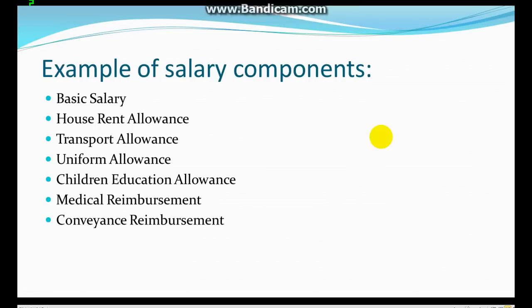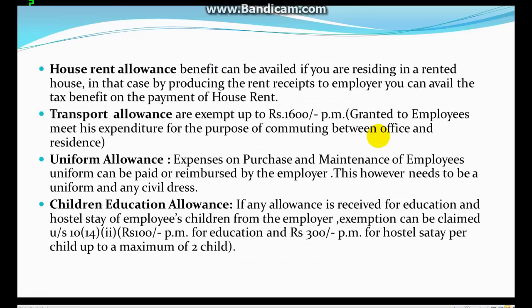So the first component which I am going to tell you is house rent allowance. The benefit can be availed if you are residing in a rented house. In that case, by producing the rent receipts to the employer, you can avail the tax benefit on payment of house rent. Yes, so if you are residing in a house which is rented and you are paying the rent, then you have to provide rent receipts to your owner, and on that you can save your tax.